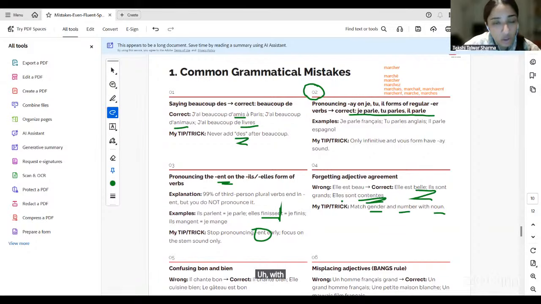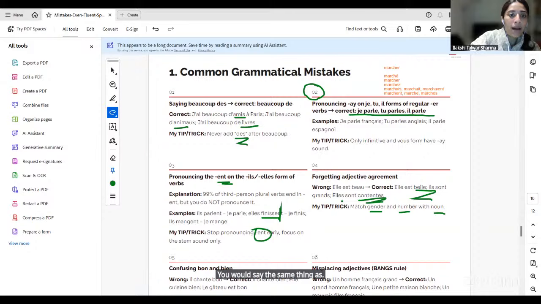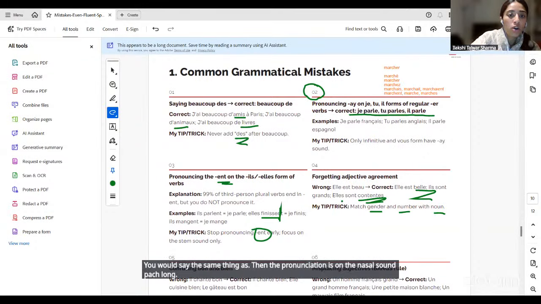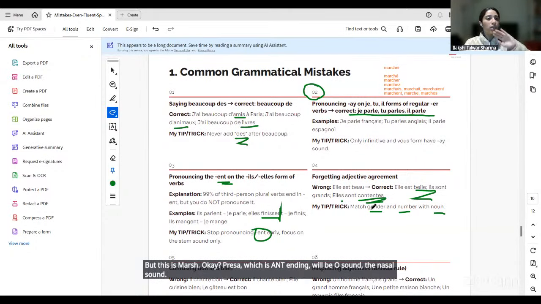With ANT and ENT, okay, the pronunciation with ANT is different because, for example, when you do the gérondif, you would say the same thing as en parlant. Then the pronunciation is the nasal sound: parlant. En marchant is pronounced with the nasal sound. But that is different from ENT, as you can clearly see. Okay? So if I have marchant, this is marchant. I'm putting it on the chart for everyone so everyone can see. But this is marchent. Okay? Participe présent, which is ANT ending, will have the nasal sound, but with ENT, assume NT is not there.